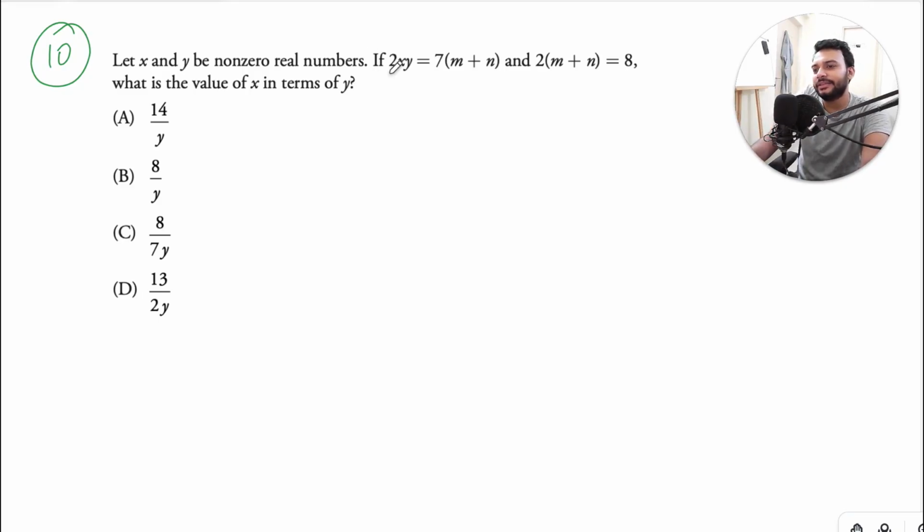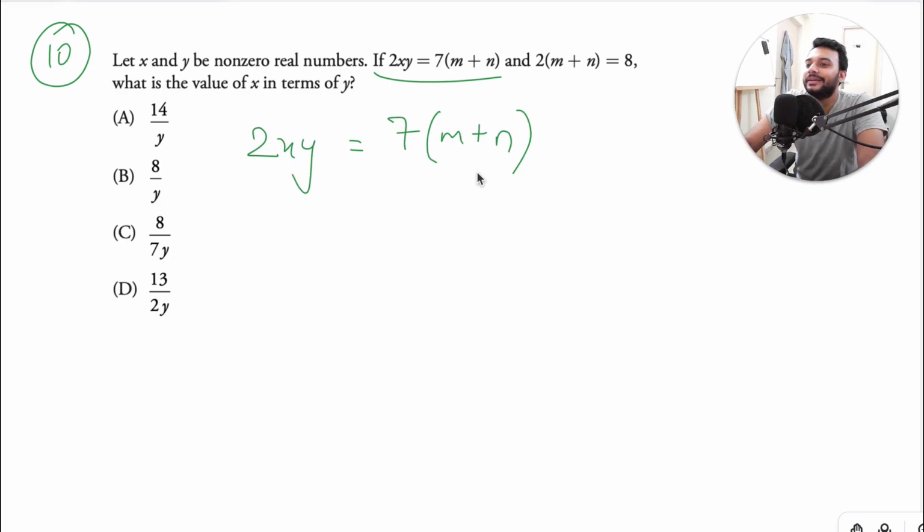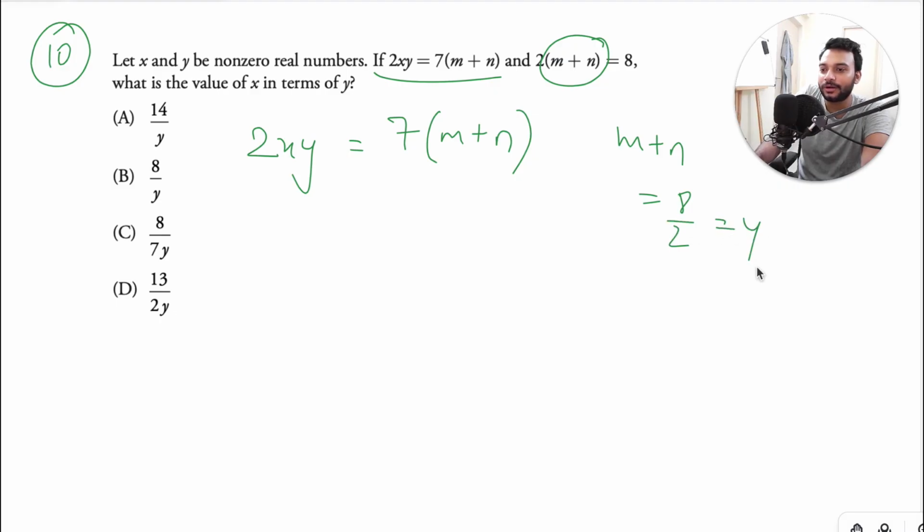Okay, so let's say the first expression, 2xy is equal to 7 times m plus n. Now they're asking us the value of x in terms of y. So we basically need an expression where there are just two variables, x and y. M and n are eliminated. And what is the value of m plus n? M plus n is basically extracted from here. M plus n is equal to 8 over 2 or 4.